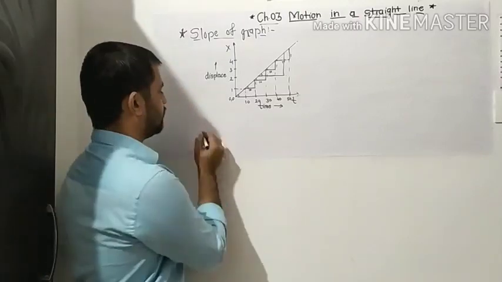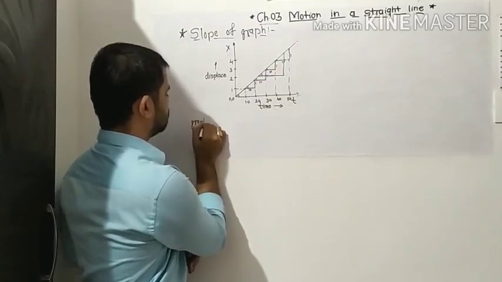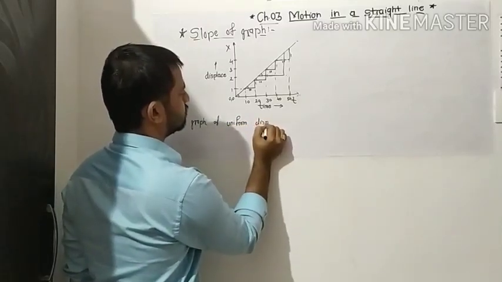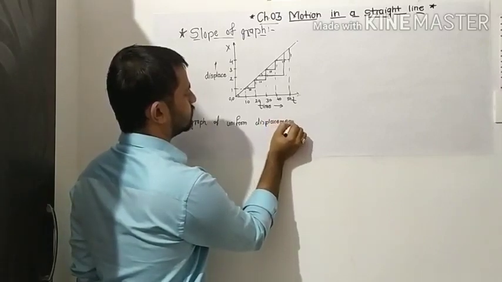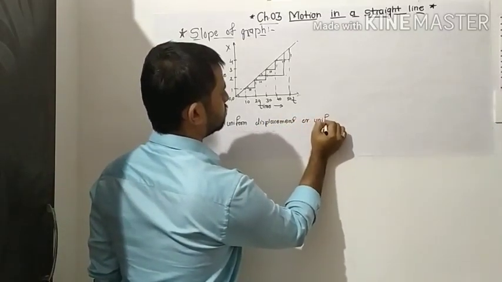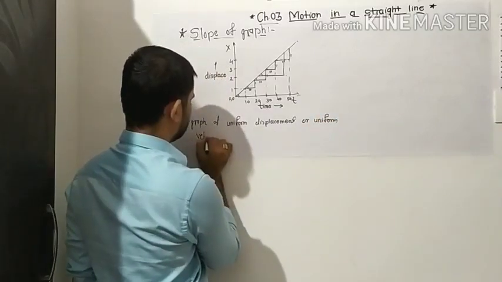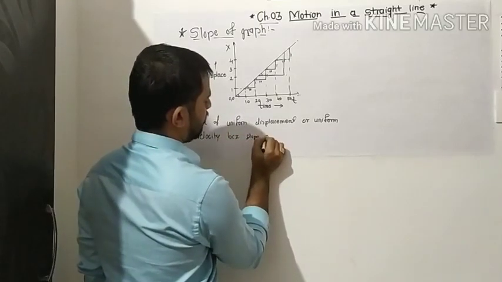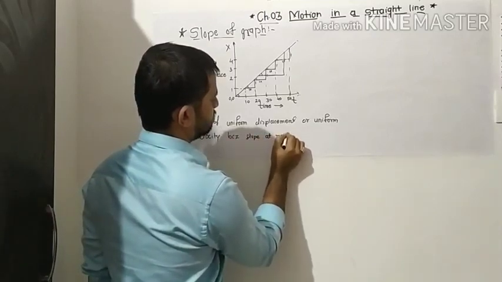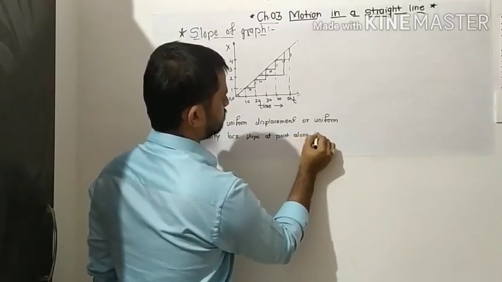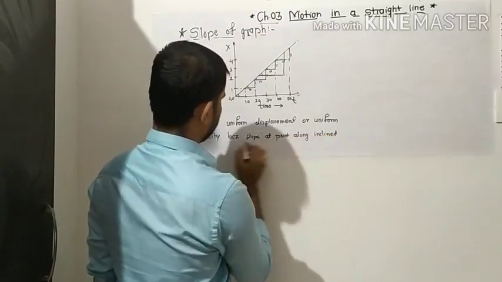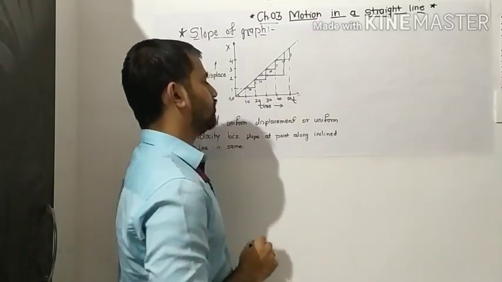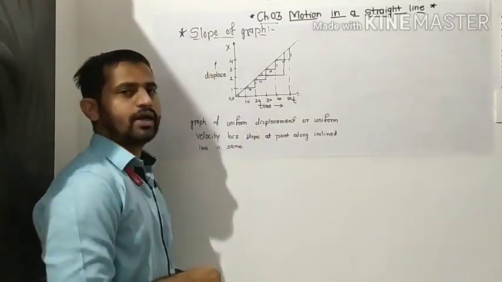So in this case we can write down it is the graph of uniform displacement or uniform velocity, because the slope at any point along the inclined line is the same.